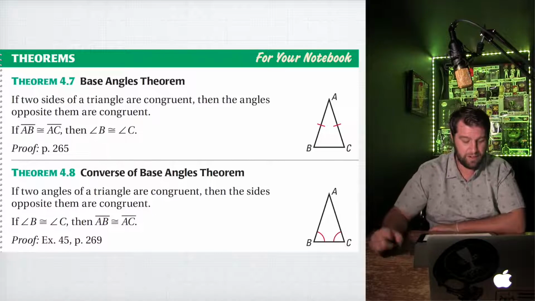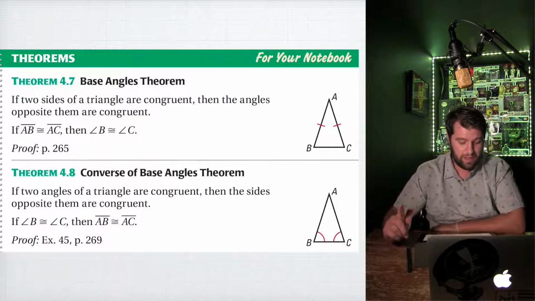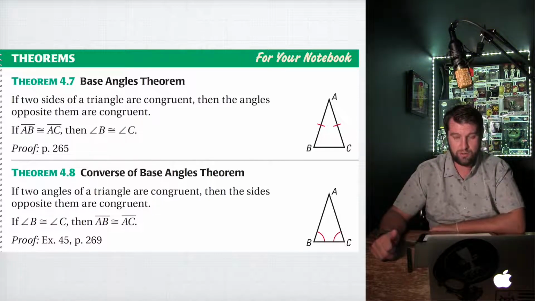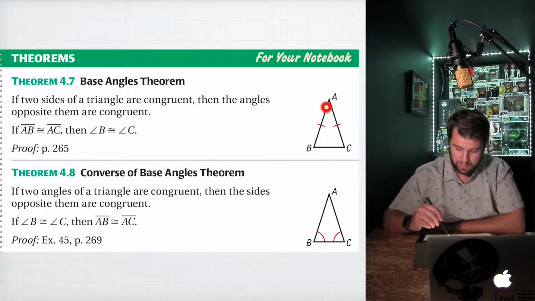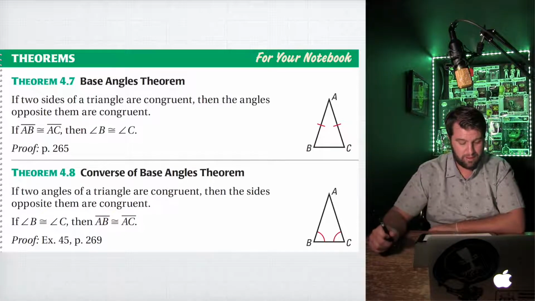Theorem 4.7, base angles theorem. If two sides of a triangle are congruent, then the angles opposite them are congruent. So here we know that side AB is congruent to AC. Thus, you know that angle B is going to be congruent to angle C.